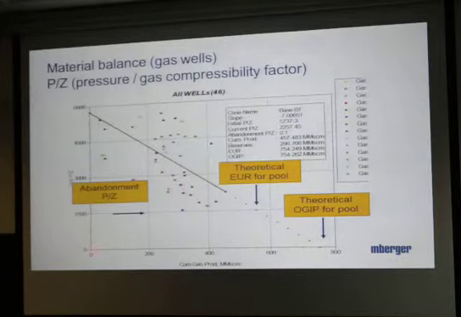The point where I have a zero pressure value, the intersection point with the cumulative gas production, gives me the original gas in place. This point is theoretical and cannot be achieved in reality because you cannot maintain a zero bottom hole flowing pressure. That would mean your well is open to atmosphere. What you do is you have an abandonment pressure for gas reservoirs.